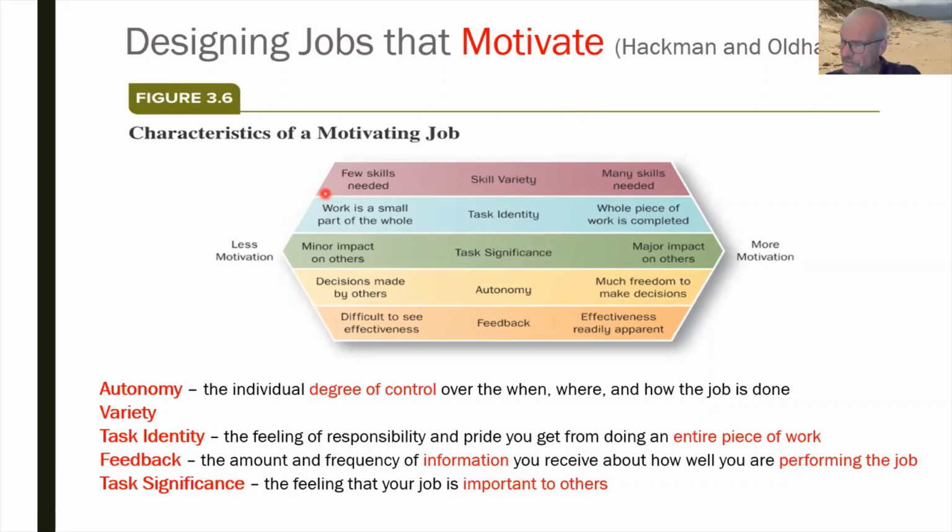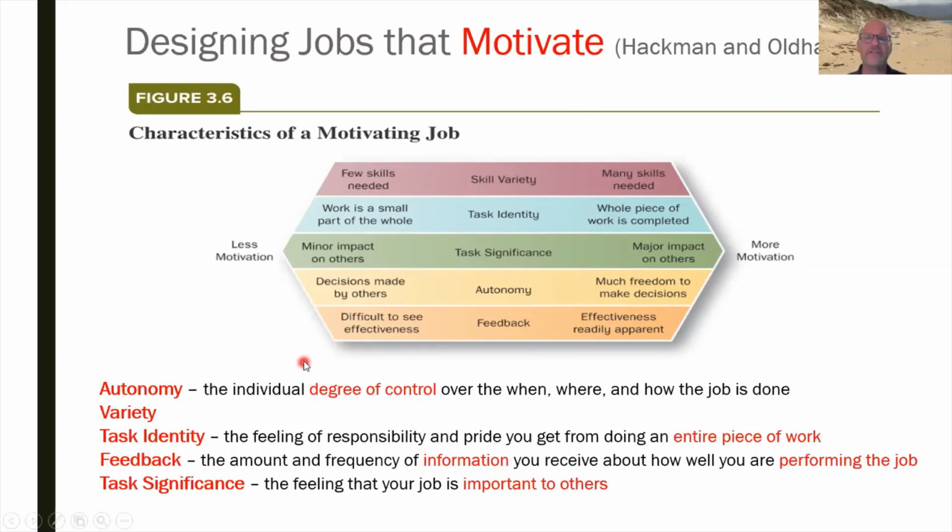And what are we looking at here? So this would be the difference. Let's talk about being an instructor for a minute. I find being an instructor kind of a motivating job. So it starts with autonomy, the individual degree of control over the when, where, and how the job is done. So the instructor, yeah, you have to be at the college Mondays, that's between 2 to 3 for a class, or Wednesdays or something like that.